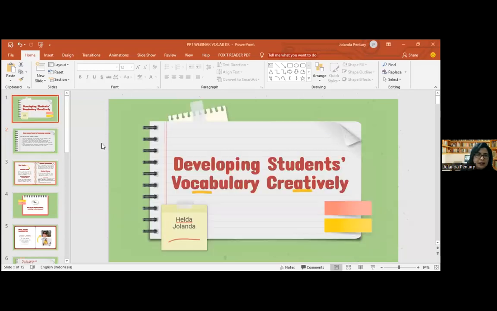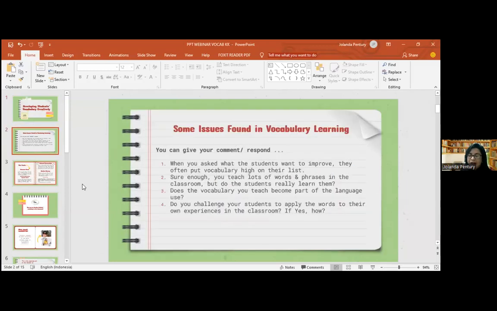My title here is Developing Students' Vocabulary Creatively. Before I start, I want to ask Bapak Ibu your comment and response about some issues found in vocabulary learning. First, when you ask what the students want to improve, they often put vocabulary high on their list. What do you think? You may write down in chat.